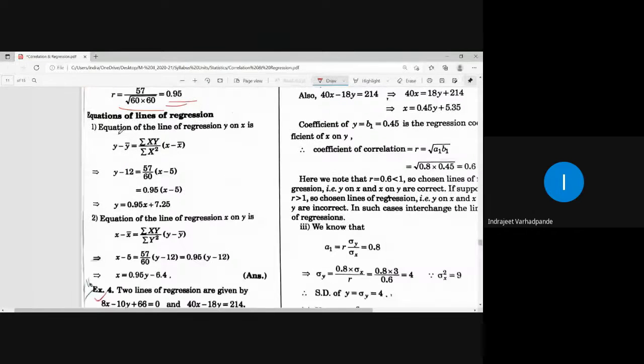Next part, the lines of regression. The lines of regression to be calculated for y on x in the pattern y minus y bar is equal to summation xy upon summation x square multiplied by x minus x bar. Put the requisite values, get the answer. Your answer in this case comes out to be y is equal to 0.95 into x plus 7.25. Line of regression x on y with the formula x minus x bar is equal to summation xy upon summation y square into y minus y bar.